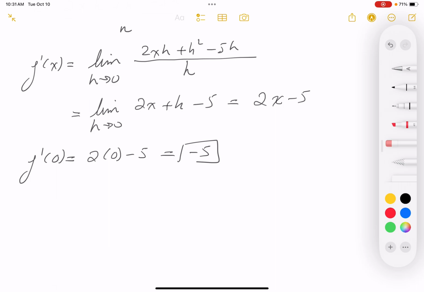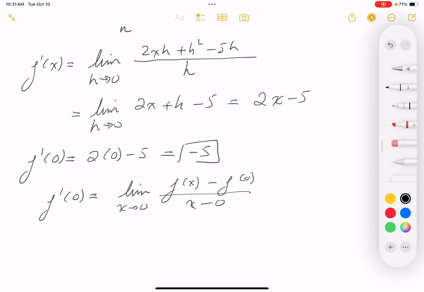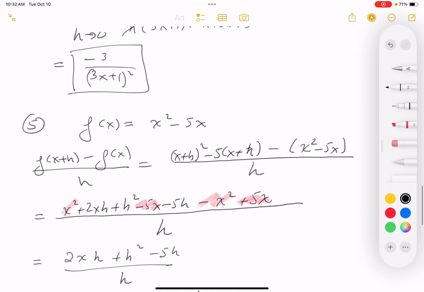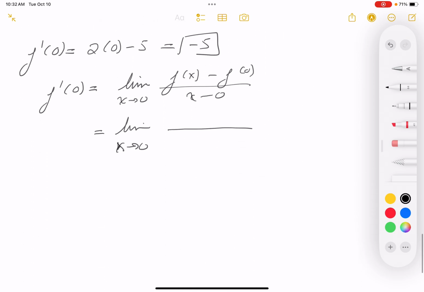So f prime of 0 could also be written this way over here. The limit as x goes towards 0 of f of x minus f of 0 over x minus 0. And let's put this down. Again, it's going to be the limit as x goes to 0. What's f of x? Well, if you can't remember, you go back and read the sheet. It was x squared minus 5x. I'll write that down for you. Minus, what's f of 0? You evaluate that function at 0, just 0. And x minus 0 is just x.